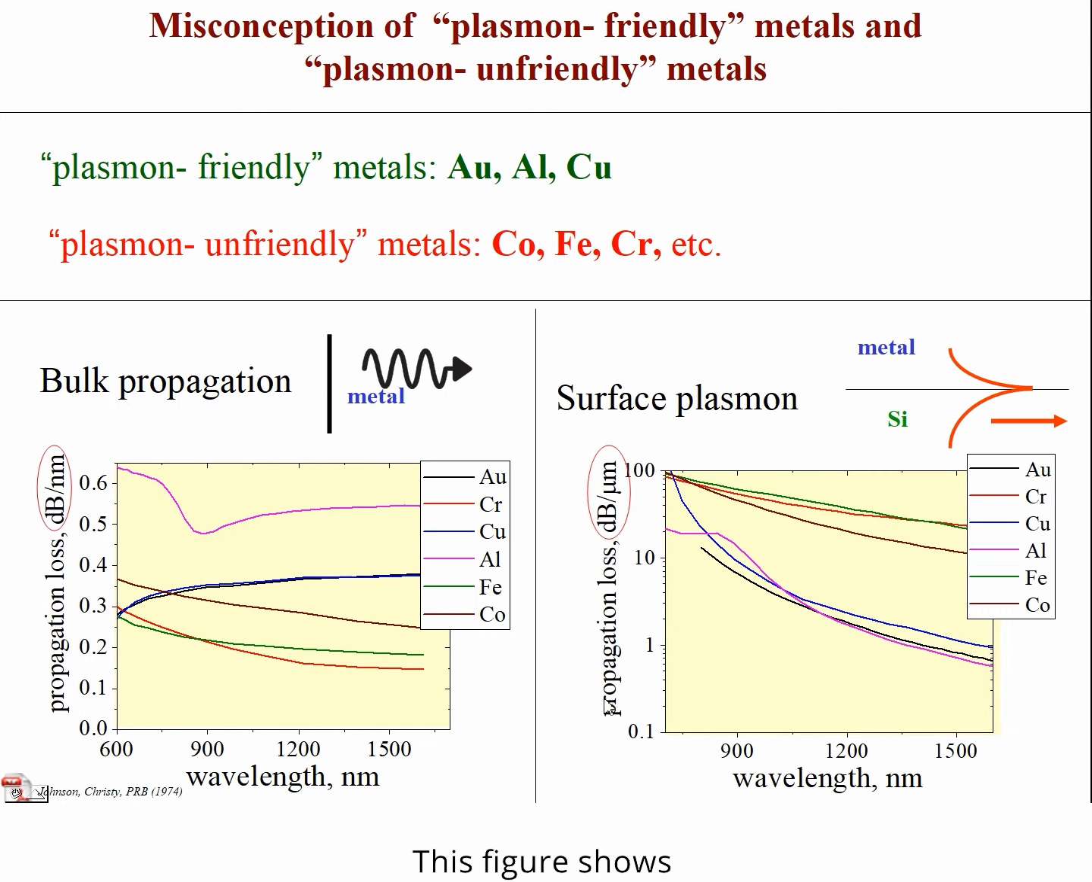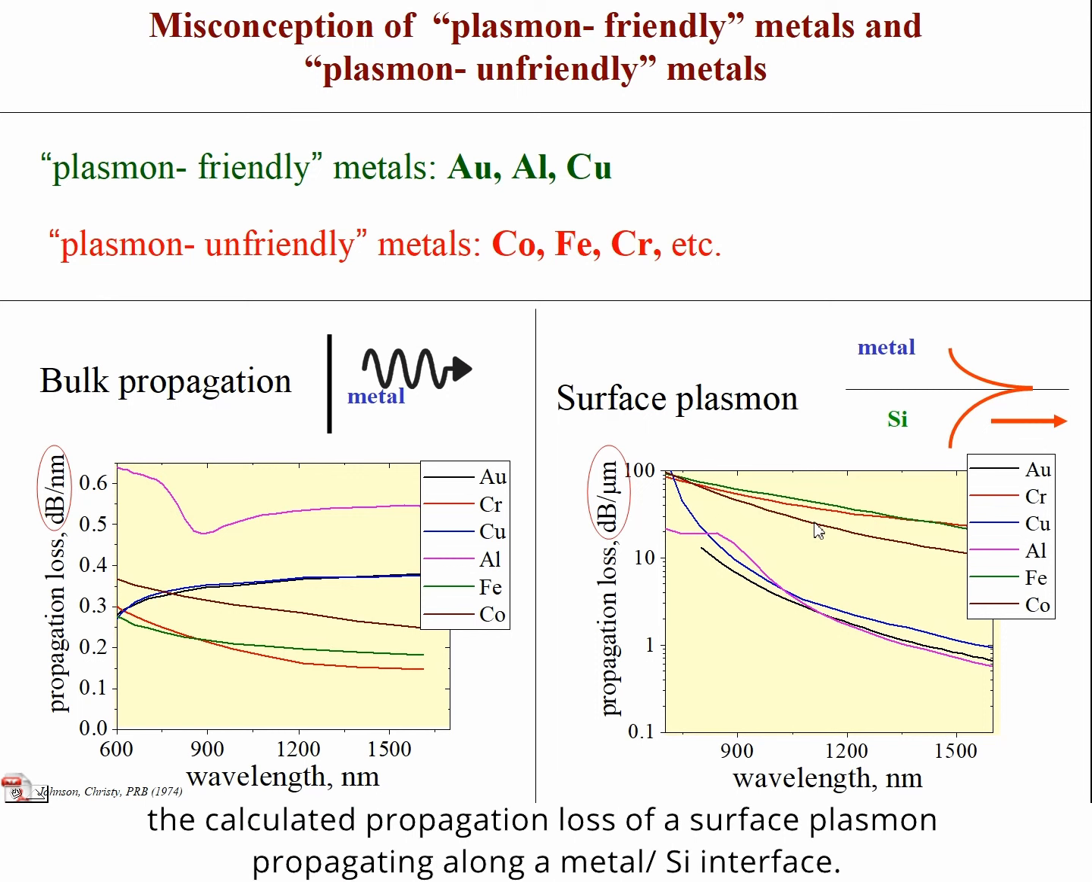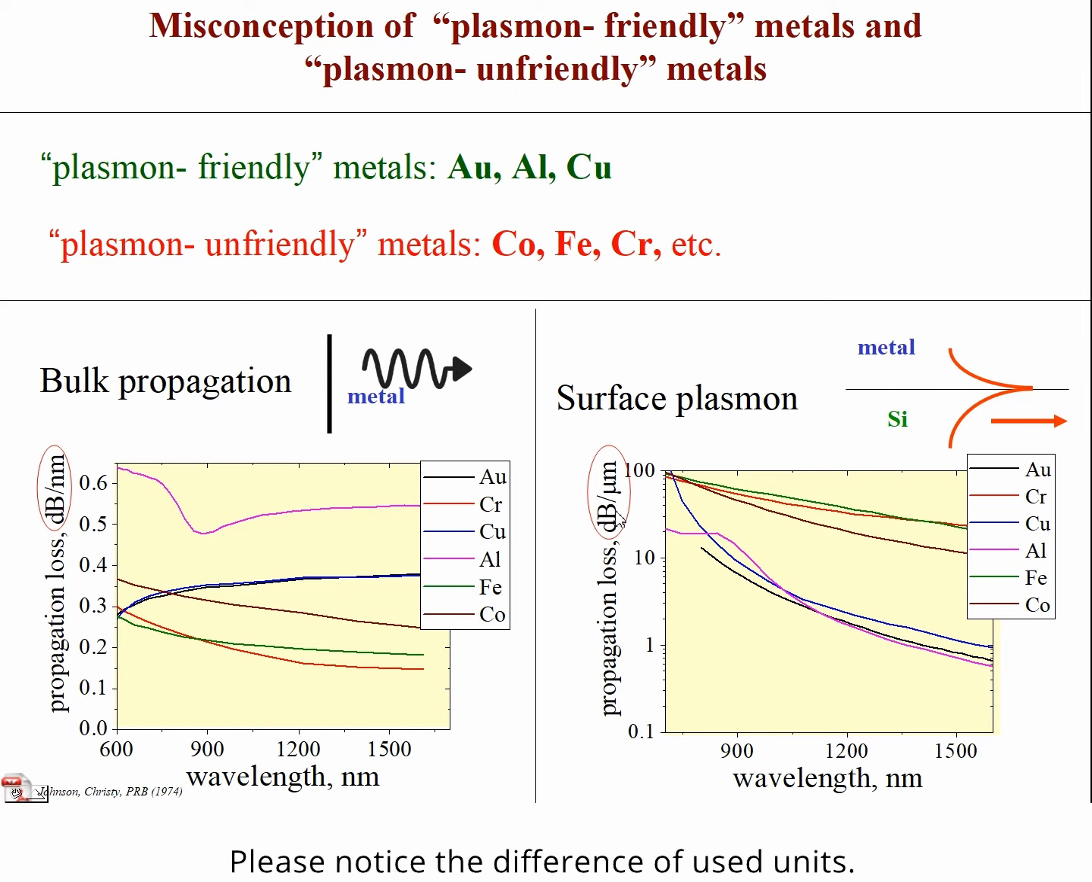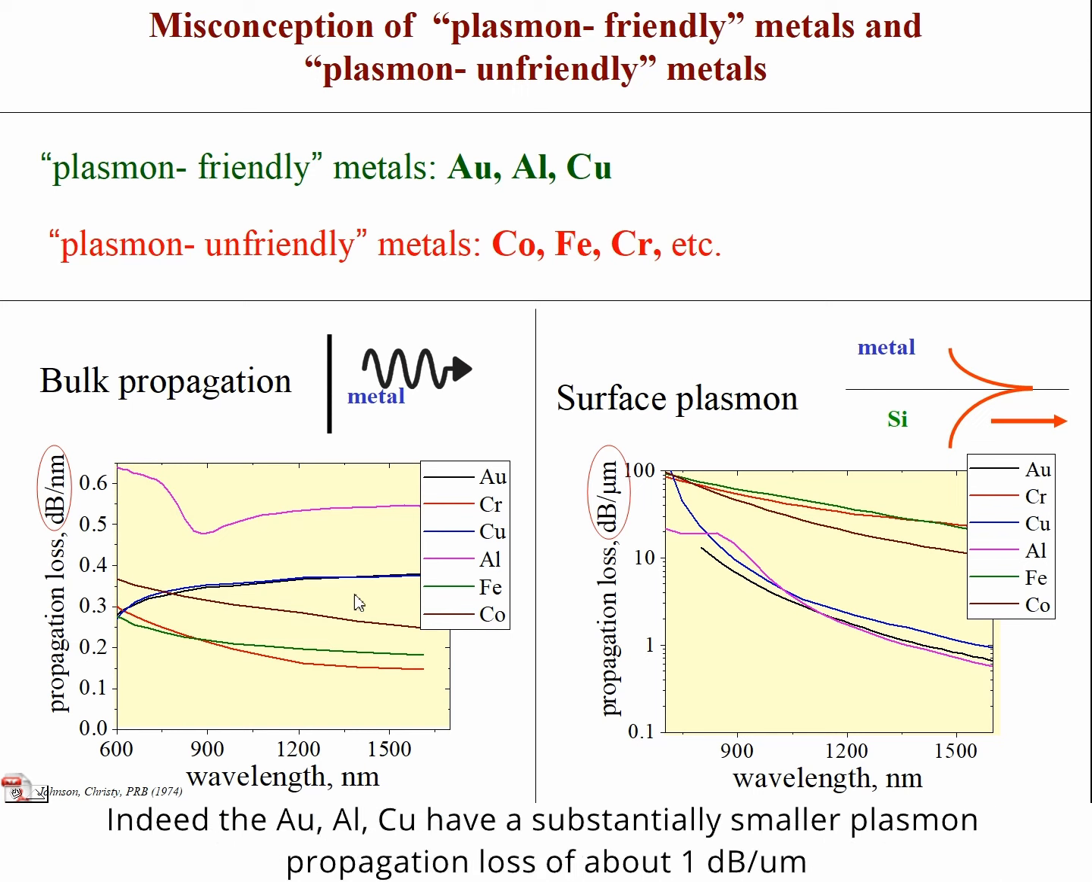This figure shows the calculated propagation loss of surface plasmon propagating along a metal-silicon interface. Please notice the difference of used units. The absorption of plasmon is always substantially smaller than the absorption of light propagating in the bulk of metal.